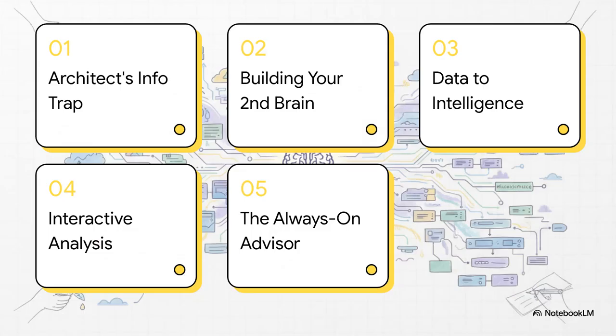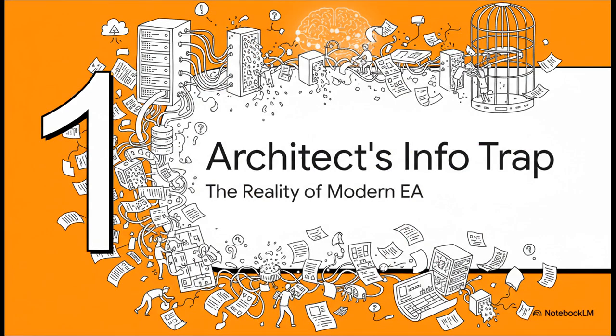All right, so here's how we're going to tackle this. First, we'll really dig into what we're calling the architect's information trap. Then, we'll get to the good stuff, the solution, building an enterprise second brain. After that, we'll see how we can turn all that sleepy data into real intelligence, move on to some seriously powerful interactive analysis, and then wrap up by looking at the future with the always-on advisor. Okay, let's kick things off with Section 1, the architect's information trap.